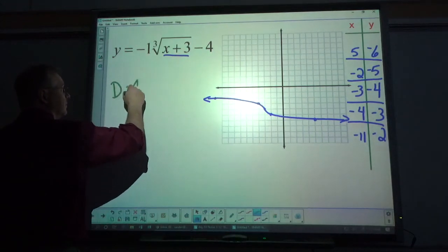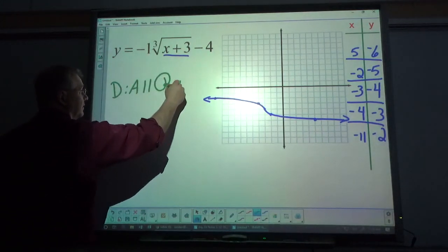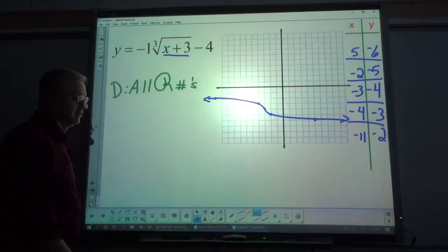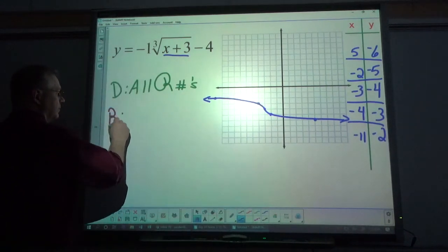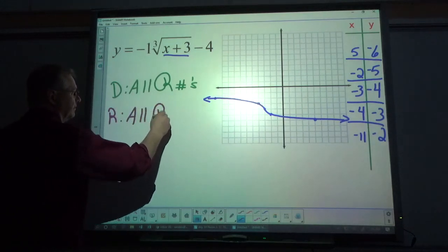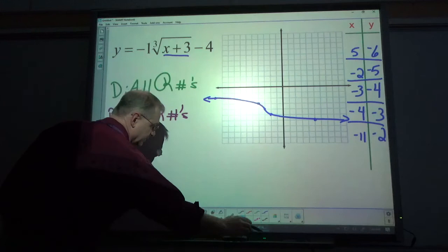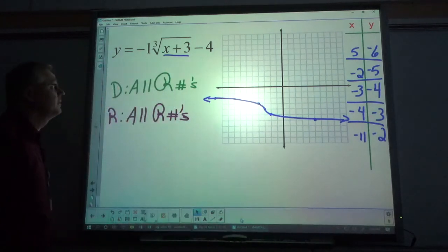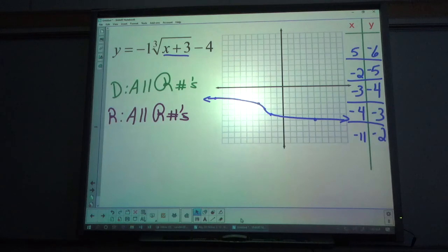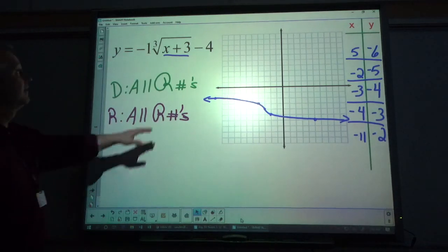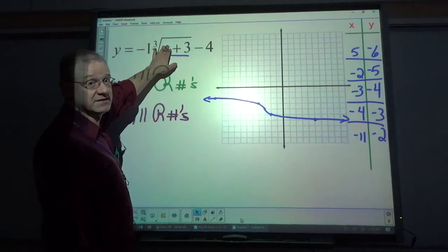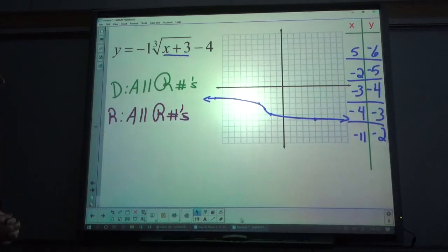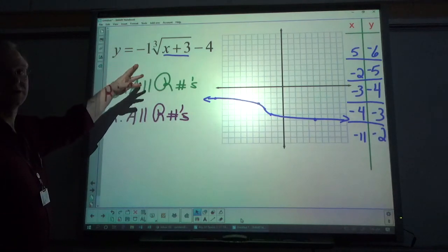Domain, all real numbers. Range, all real numbers. You may say to yourself, is there any time with a cube root function like this that it's not all real numbers? The answer is no. They're always all real numbers because there's always everything you can put in as long as there's no exponent inside here and no absolute values. Then you're going to get all real numbers, okay? If it's strictly a cube root type function.